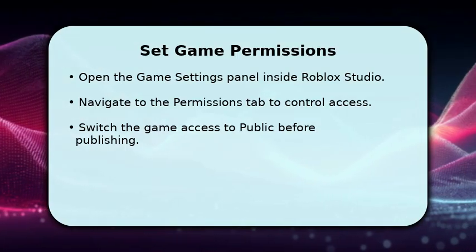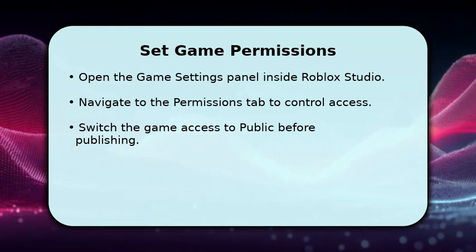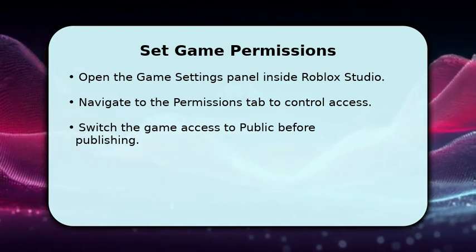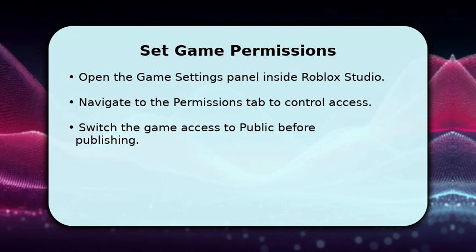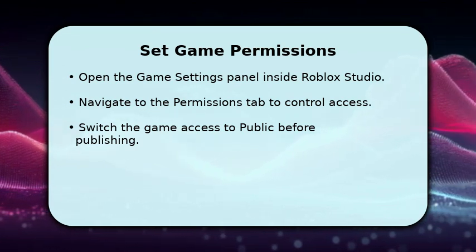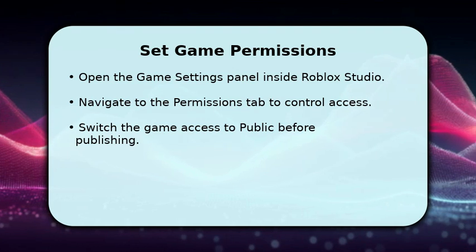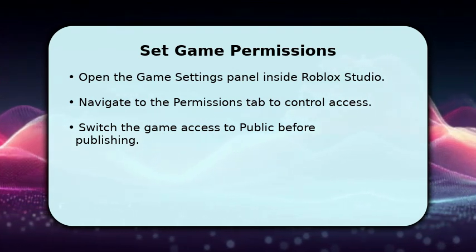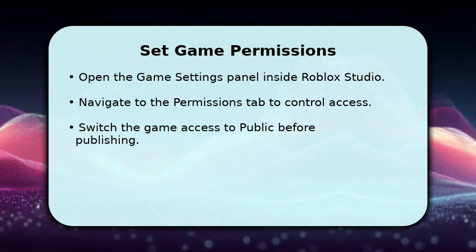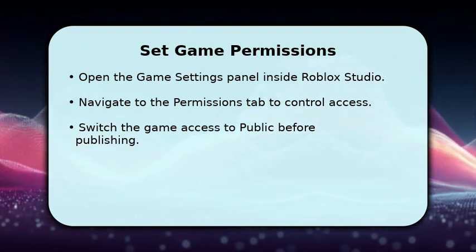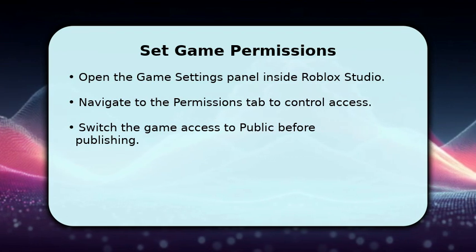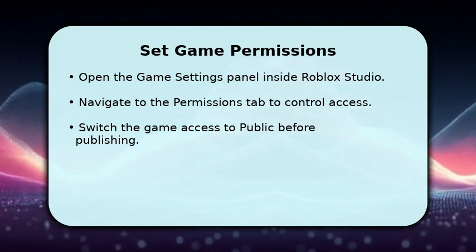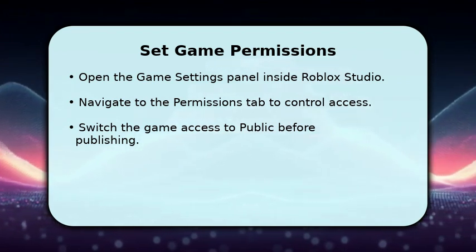Adjusting permissions is crucial to make your game public and playable by everyone. In the Game Settings panel, choose Permissions, set the game to public, and assign appropriate roles for collaborators. Verify that access levels let players join without invites and that moderation settings are configured to prevent abuse. Save settings, then republish so changes go live and test with a friend to confirm public access works correctly.